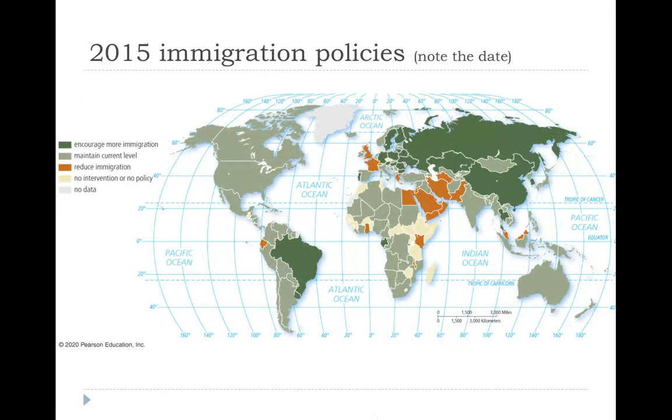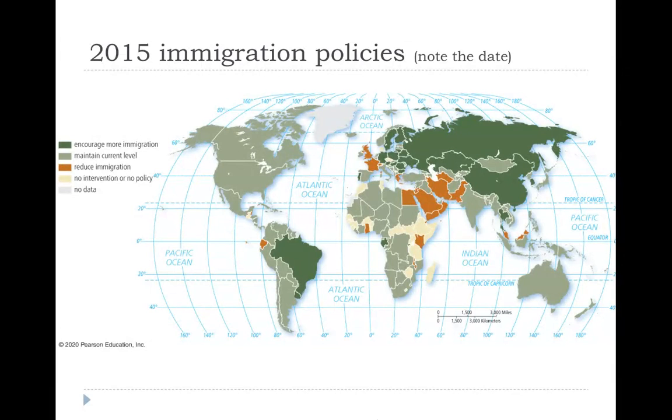Here's the year 2015. We look at the immigration policies here. Again, you can see the date is obviously important here. Looking at how immigration was working, you can see some of the problems in the Middle East. Those countries were trying to reduce immigration during that time. You can see some of the other countries in Europe specifically encouraging more immigration.